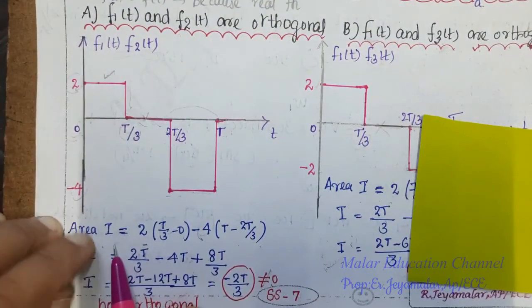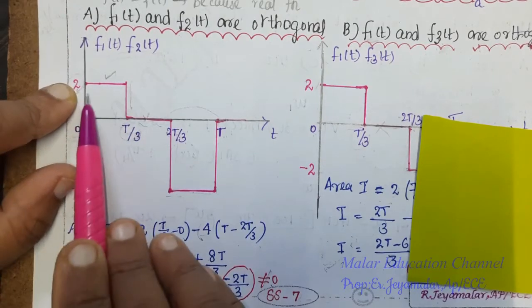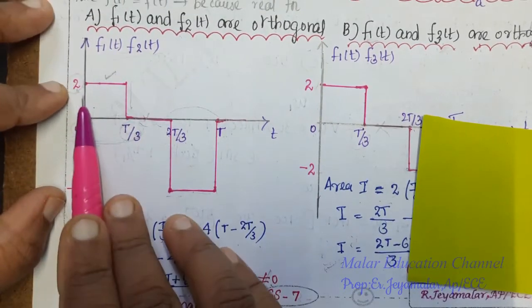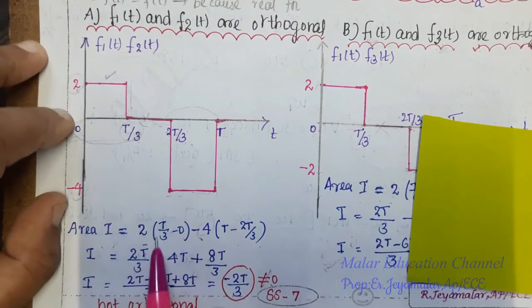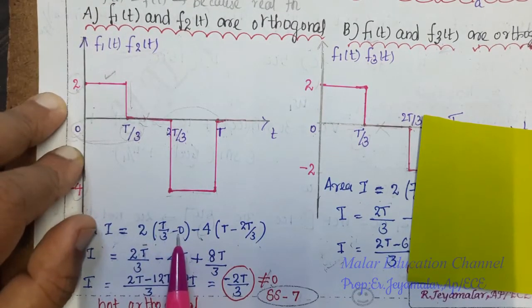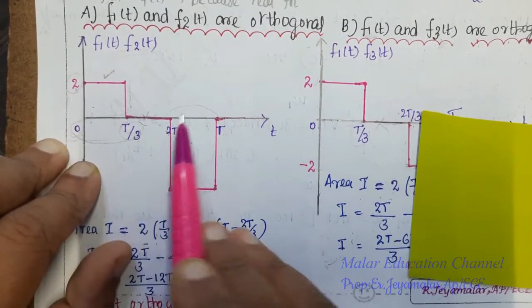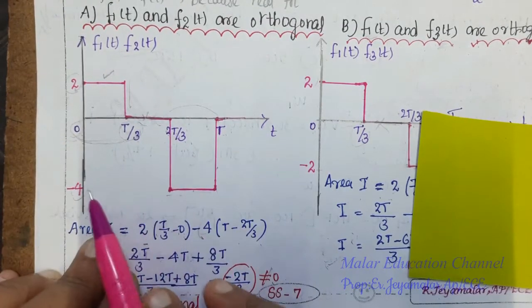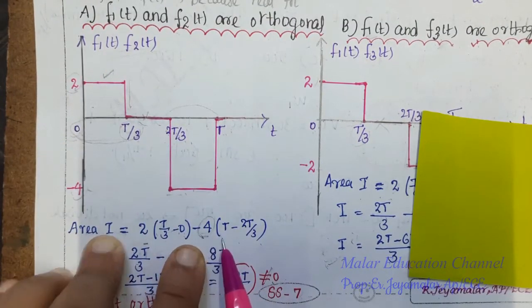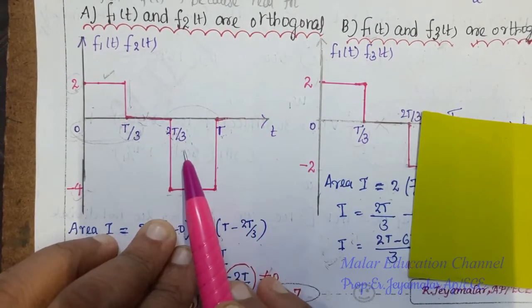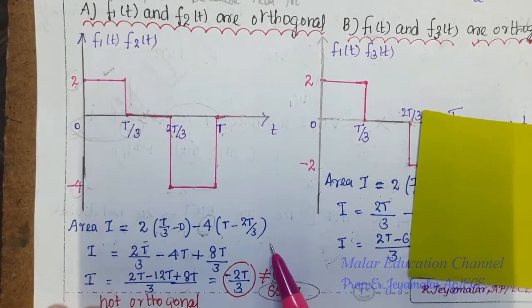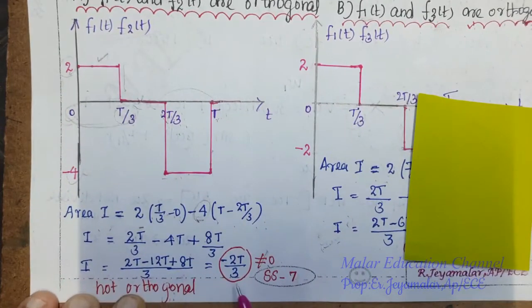Next, find the value of area. Okay. Area I equal to 2 into limit. 2 into limit, upper limit minus lower limit. It's nothing, t by 3 minus 0. Next, here amplitude is 0, so you have to leave it. Next, third one, the amplitude is minus 4. So, minus 4 into upper limit minus lower limit. So, t minus 2t by 3. Okay. Substitute here. Next, ordinary simplifications. We get the answer as minus 2t divided by 3.